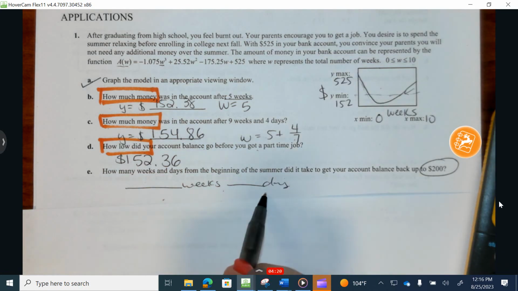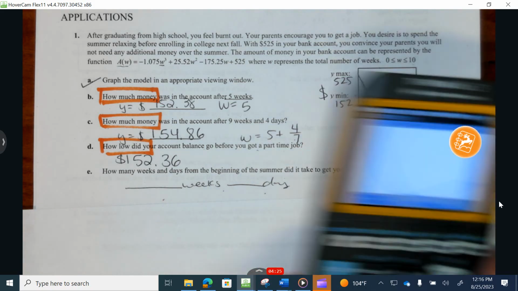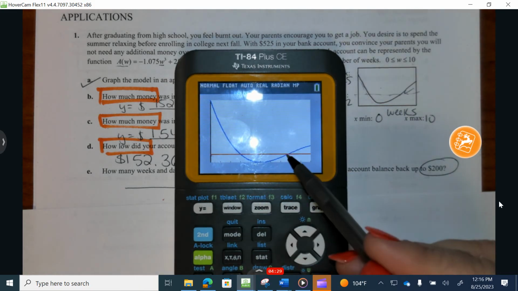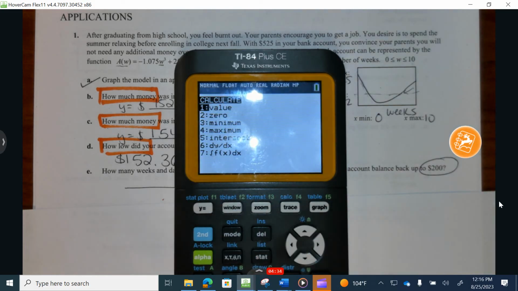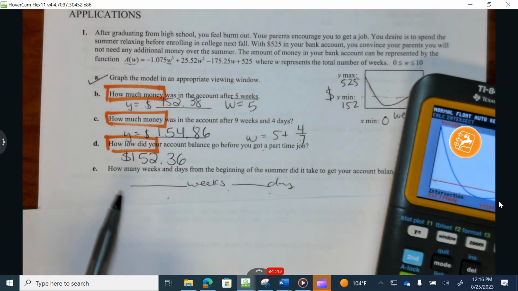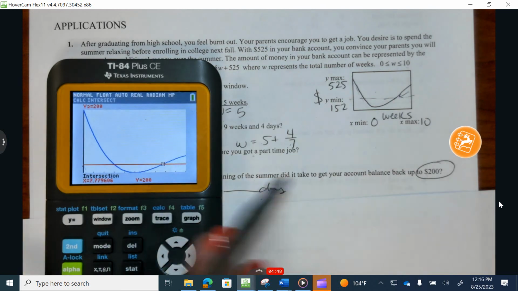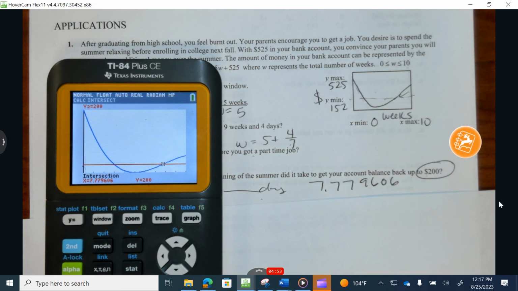How many weeks and days from the beginning of summer will it take before your account is back to $200? So I go to Y equals and I go down to 200. I want to find out when it's back to it. So it's gone low and we come back to it. What is this precise point? Second trace, intersect. I'm going to come over here and press enter 3 times. Enter, enter, enter. And now it says time, how many weeks and days. So I'm going to write down this exact amount: 7.779606. Do not round that.